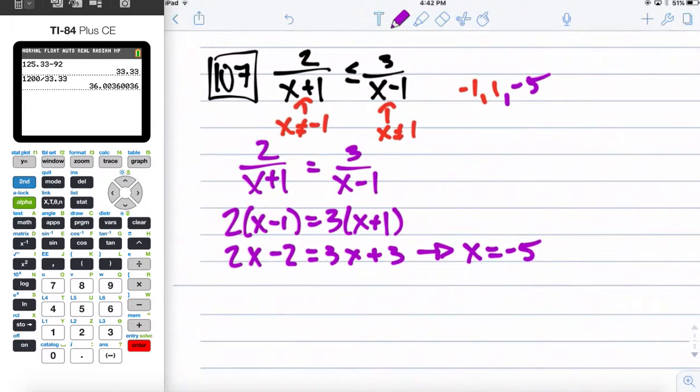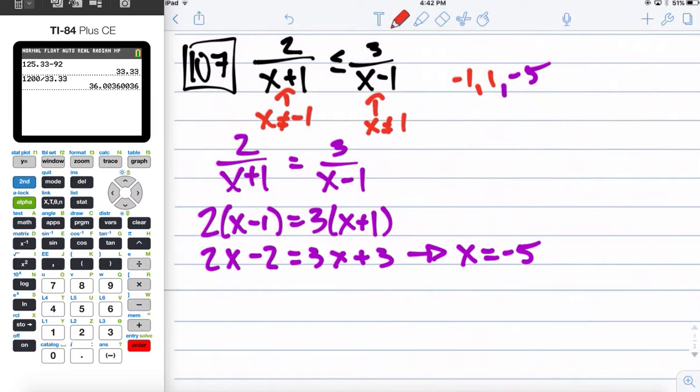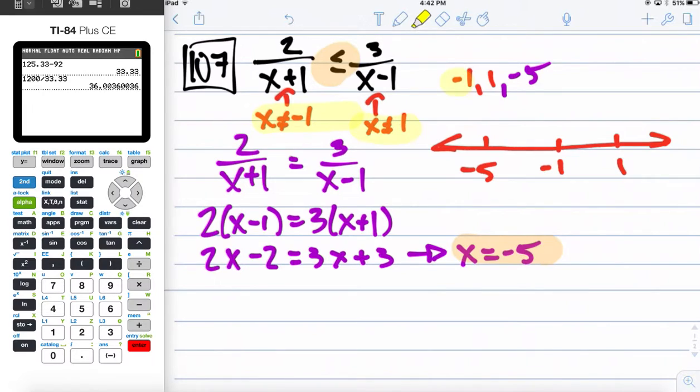So if I go on a number line, which is what I want to do next, I want to put it on a number line. I know I've got negative 5, negative 1, 1. Now I know it's a bracket, or closed, at x equal to negative 5 because it's got that and that. And I know the ones that are open are from here. So I know what those signs are going to be.